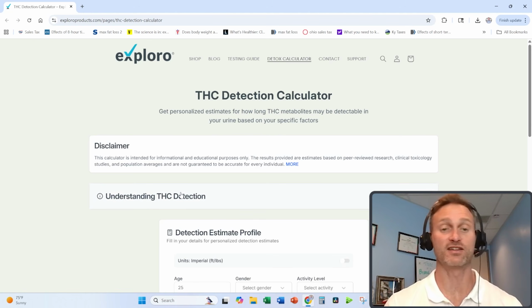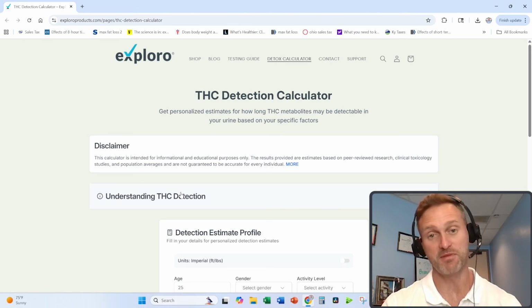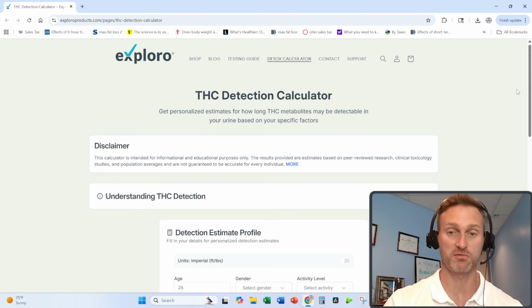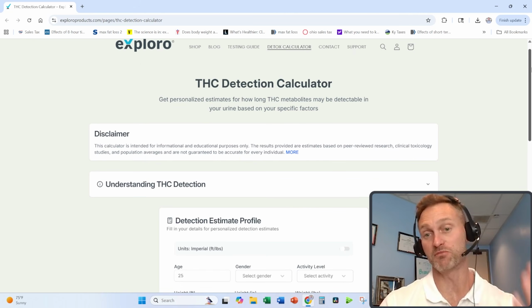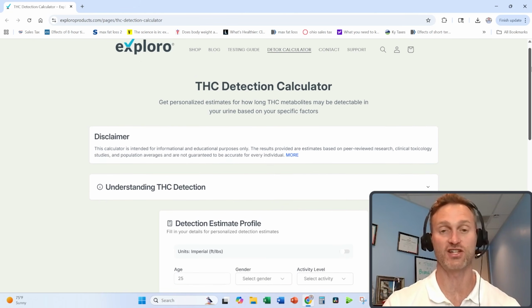This calculator is basically just for informational purposes only. We cannot guarantee, and I'm not guaranteeing, that the results that I'm going to show you are going to be the same results that you will see on an official test. It's more just for informational and educational purposes.